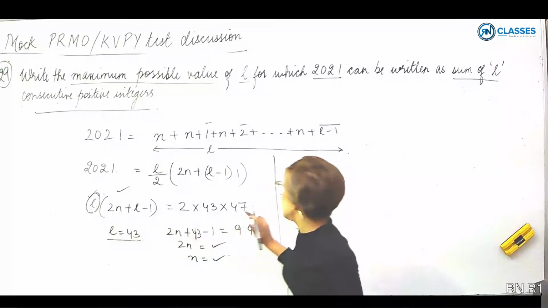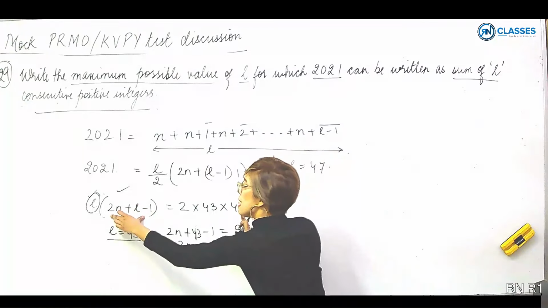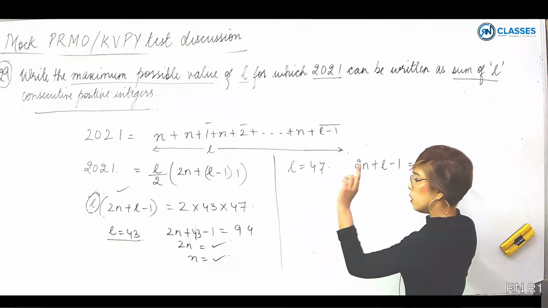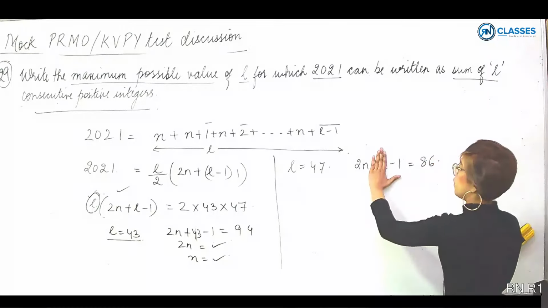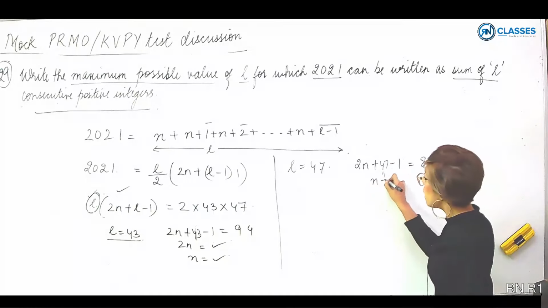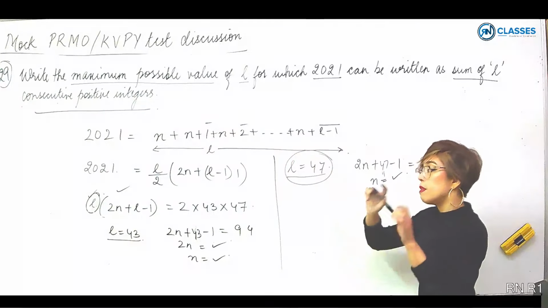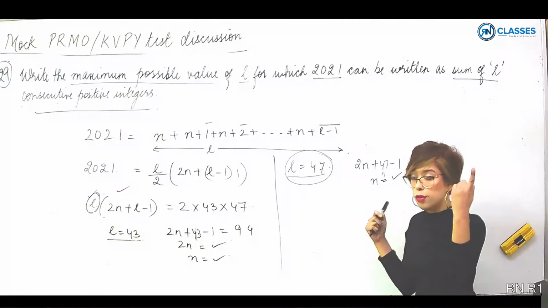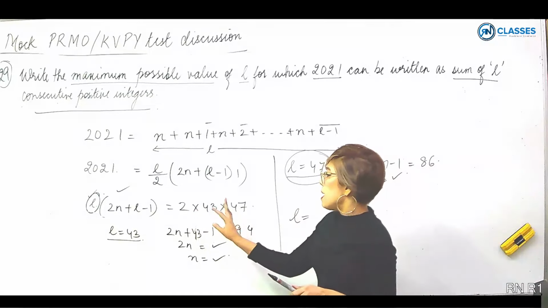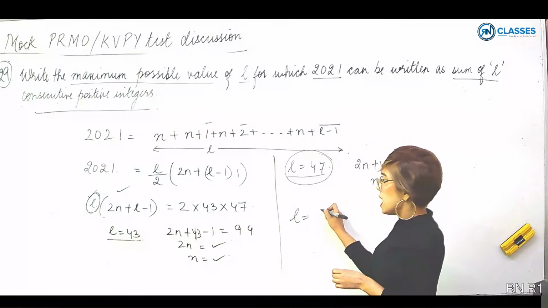So can I take L as 47? Now if L is 47, 2n plus L minus 1 will be 2 into 43, which is 86. Now this is 47, so L minus 1 is 46. 86 minus 46 is an even number. That means you'll get a natural value of n. If L is 47, you are getting a value of n, so L equal to 47 is possible. This is larger. Now let me see whether there will be a larger L or not. Another divisor. So maybe I can take a combination of 2 now. So I will take 2 into 43, which is 86.